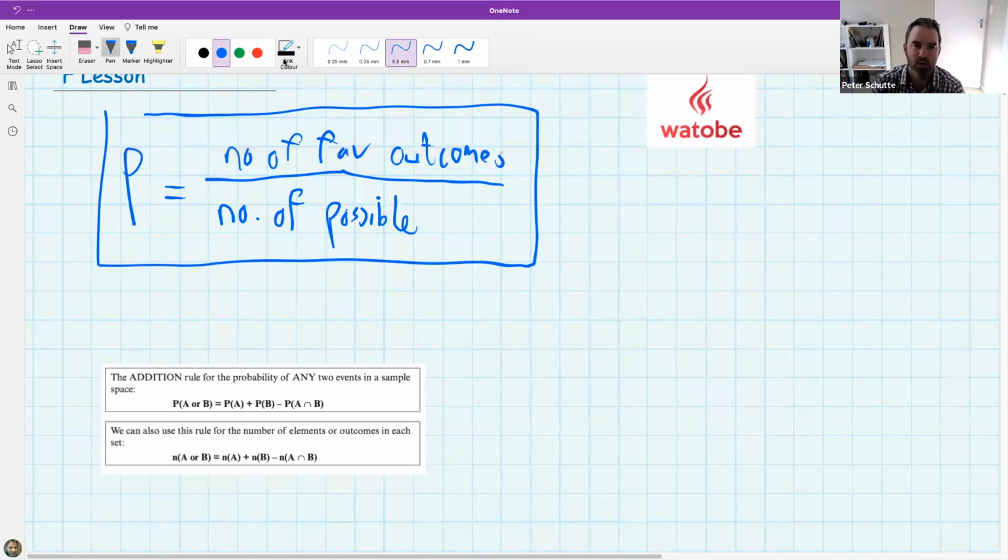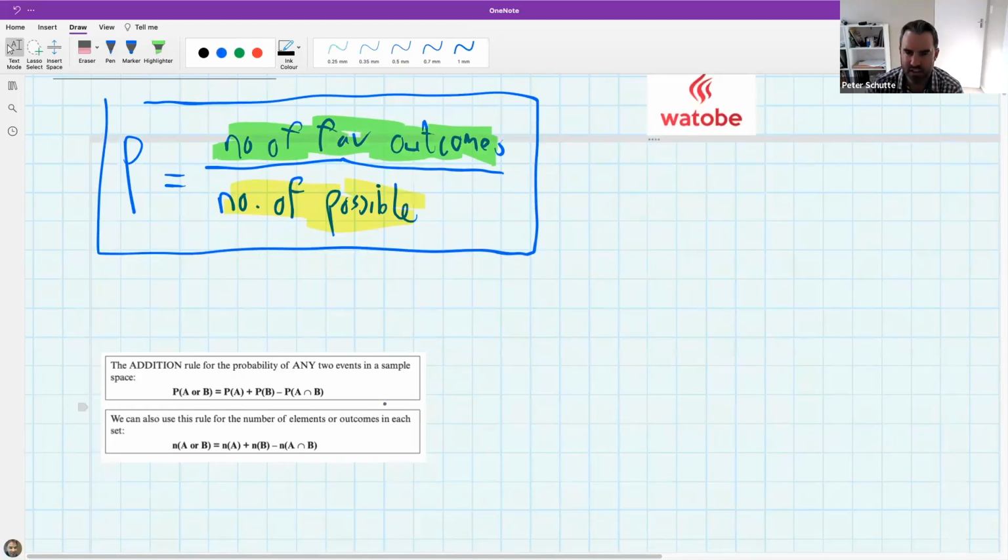Okay, so today's lesson is really focusing on how we count the number of possible outcomes and how we count the number of favorable outcomes. One of the tools that we use is something called a Venn diagram, and we're going to get to that shortly.